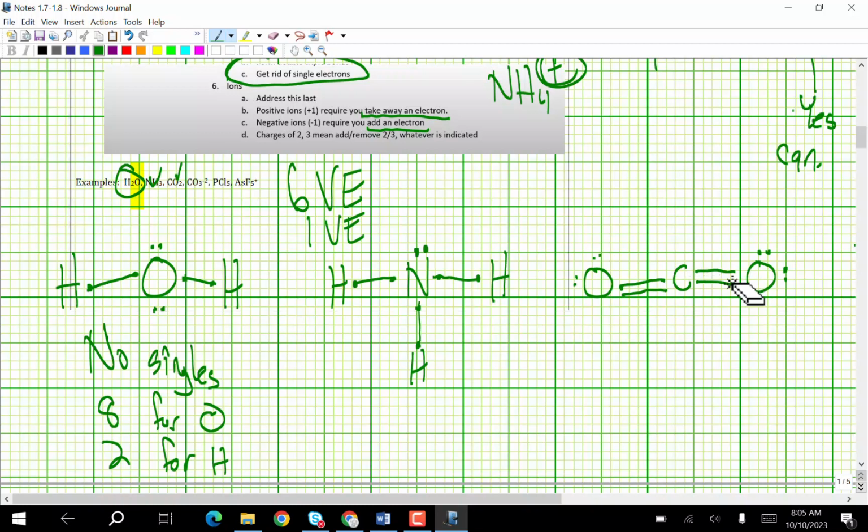Remember how we want to look and see if we've got 8 for all of our big dogs. So let me show you how we get 8. I'm going to start with carbon. Carbon has 2, 4, 6, 8 from those bonds. Does that make sense? So there's 2 electrons in each of those bonds. Carbon has 8. Carbon is good.